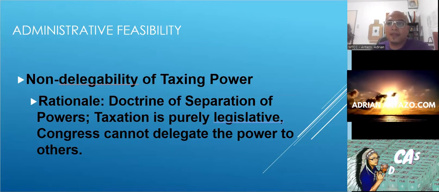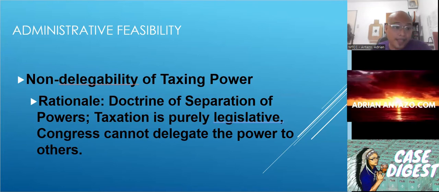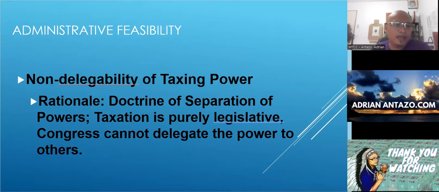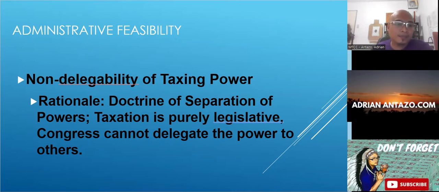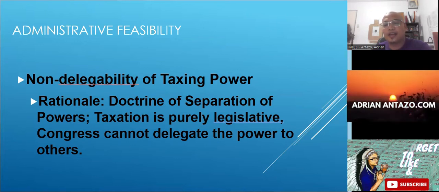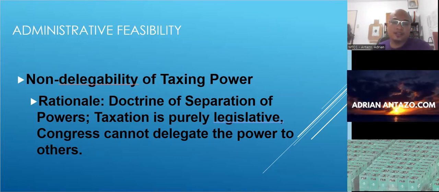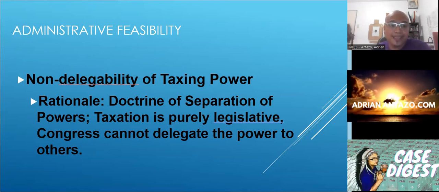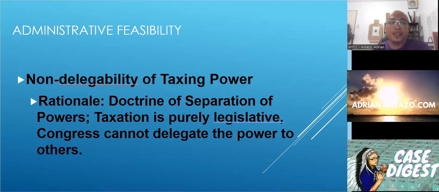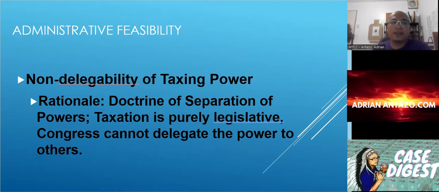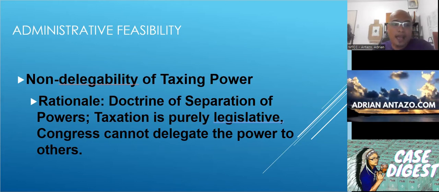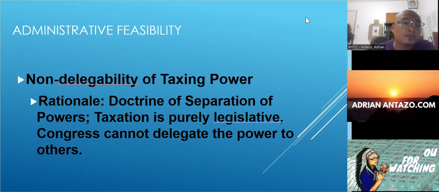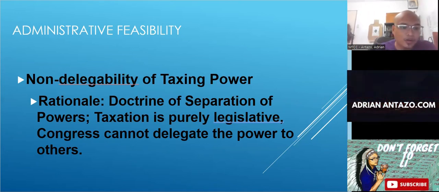Hindi nila pwedeng sabihin na, ay sige, hayaan na lang natin yung presidente na siya yung mag-decide kung paano ko kolektahin yung taxes, kung sino ang i-exempt niya sa taxes. So because taxation is non-delegable, hindi siya pwedeng i-delegate, therefore it is purely our legislative ang magde-decide nun. Ang ginagawa lang naman ng ating presidente or ang executive branch of the government is to implement those laws.